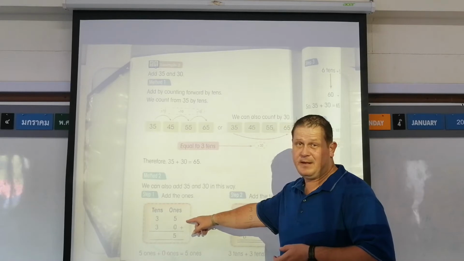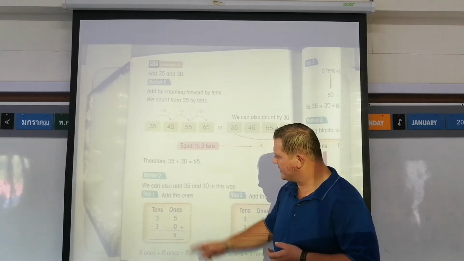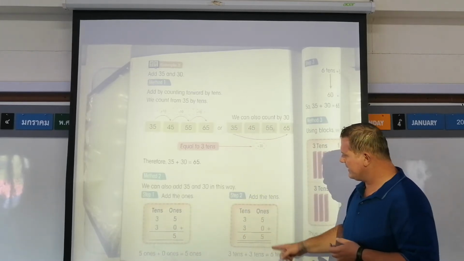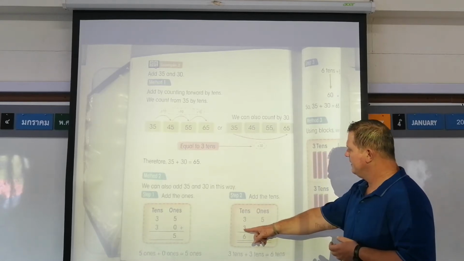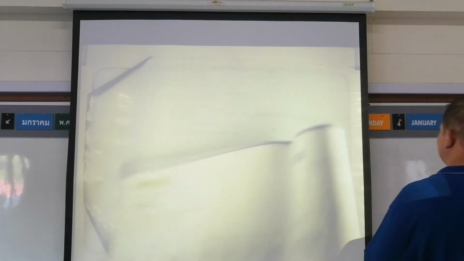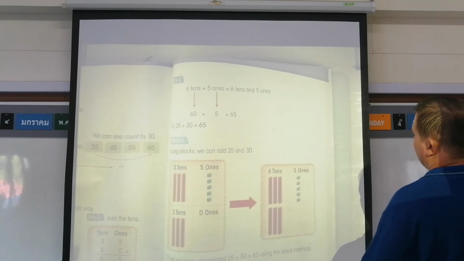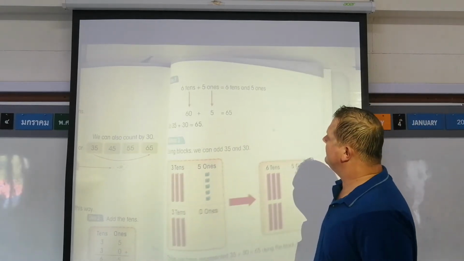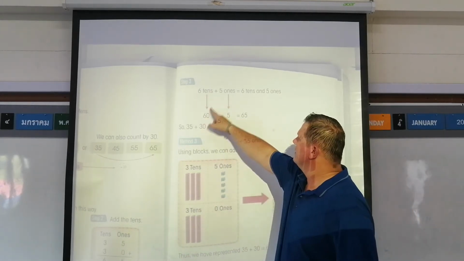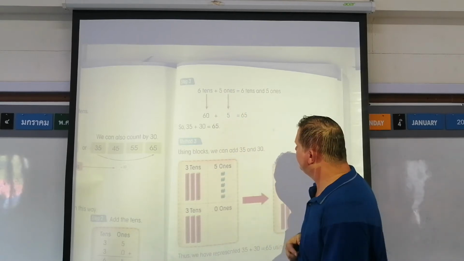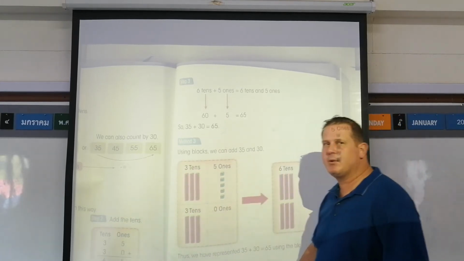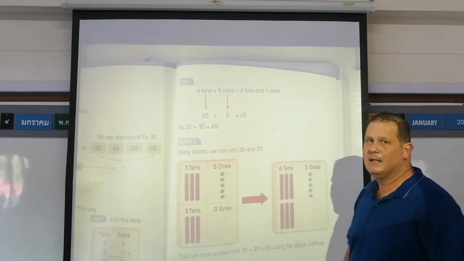Or you can do it like this, remember? 35 plus 30. 5 plus 0 is 5. 3 plus 3 is 6. Therefore, 35 plus 30 is 65. All right, and this is still exactly the same, guys. 6 tens plus 5 ones equals 65. Using blocks, we can also add. Guys, remember the blocks? I've shown you how to do the blocks. You can also add by using blocks.